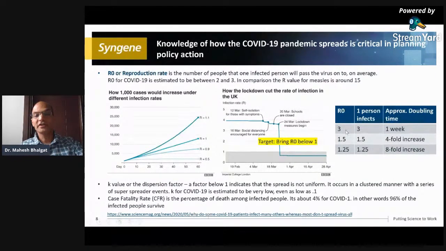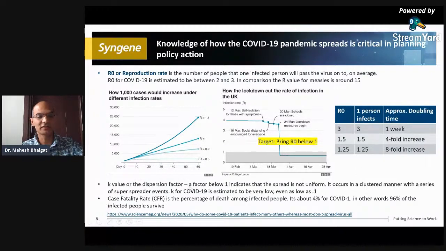To further understand this, if you think of it as having an R0 of 3, one person will infect 3 people, and that will lead to an approximate doubling time of 1 week, which means every 1 week you will see the number of cases double. If you bring down the R0 from 3 to 1.5, this doubling rate will improve by fourfold. And again, the same thing as you go down.